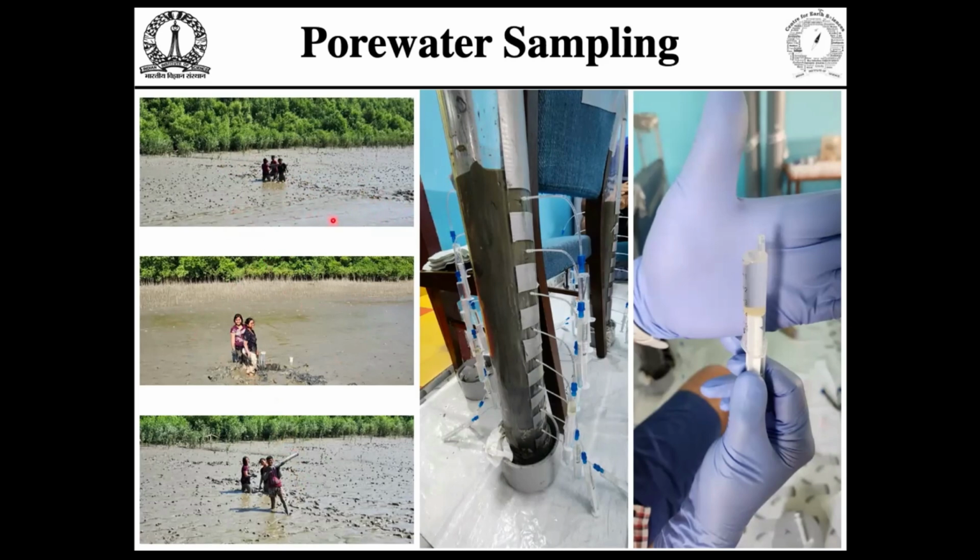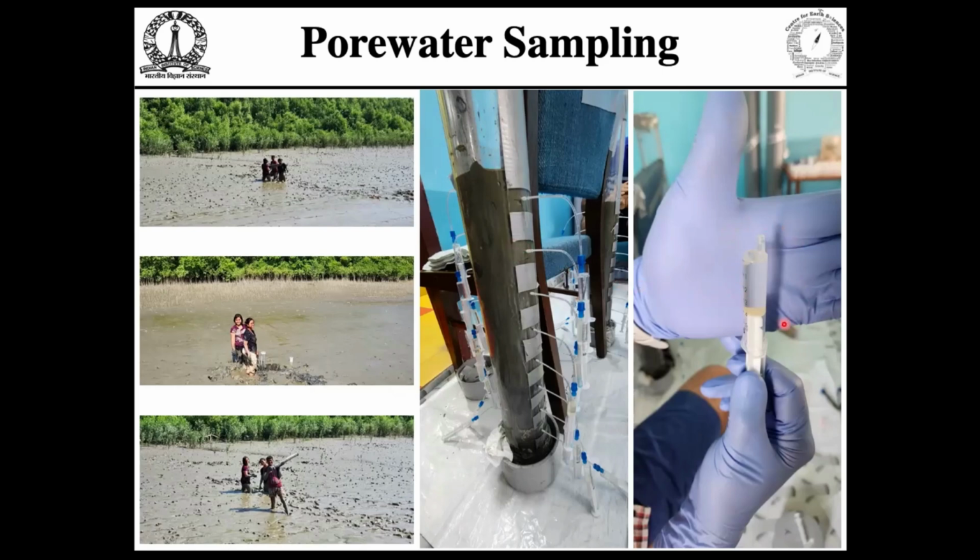Keep in mind, these places are frequented by crocodiles, so it's not an easy task to do. And once the cores are collected, you collect the pore waters from the cores by using rhizon samplers. You apply a negative pressure, and these have a filtration unit at the tip. So the interstitial water within the mud is being collected by it.